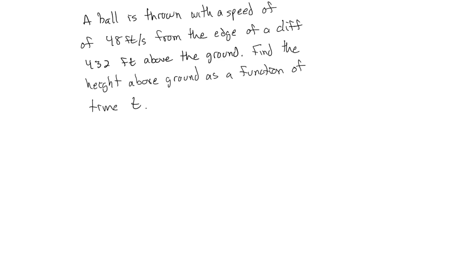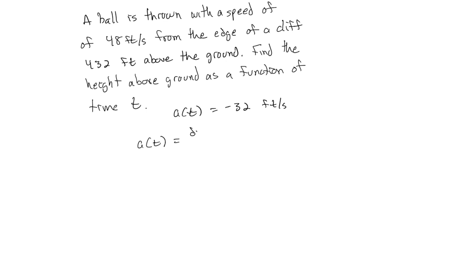Now we know from physics that acceleration is a constant, right? Since we're looking at feet and seconds, not meters and seconds, we know that the acceleration due to gravity is negative 32 feet per second squared. Now remember, what I'm being asked here is to find the height above the ground. So I'm wanting to go from acceleration to position. Okay.